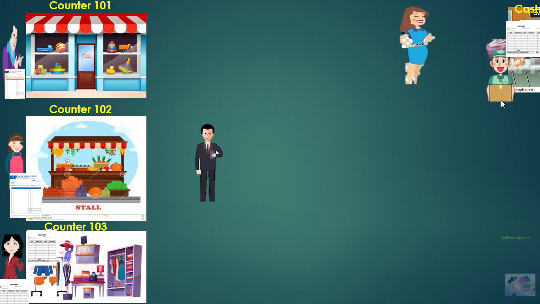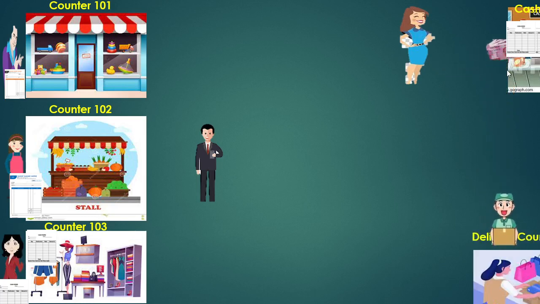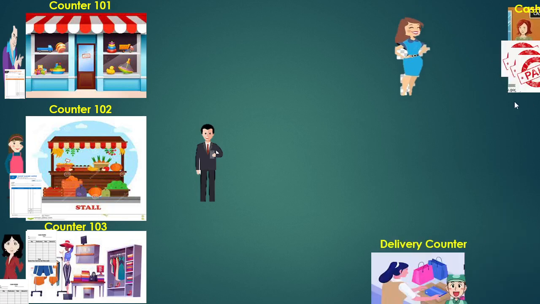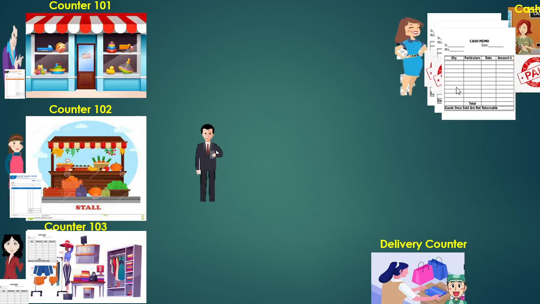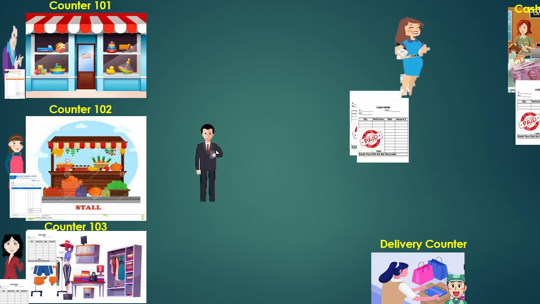After the verification, this goods will come to delivery counter of course, and Smita will make the payments to the cashier. After this step, cashier will put a seal to the cash memo, that's cash paid. For all the 3 copies, she will put a seal called cash paid. She will retain 1 copy with the cashier and hand over the 2 copies to the customer.